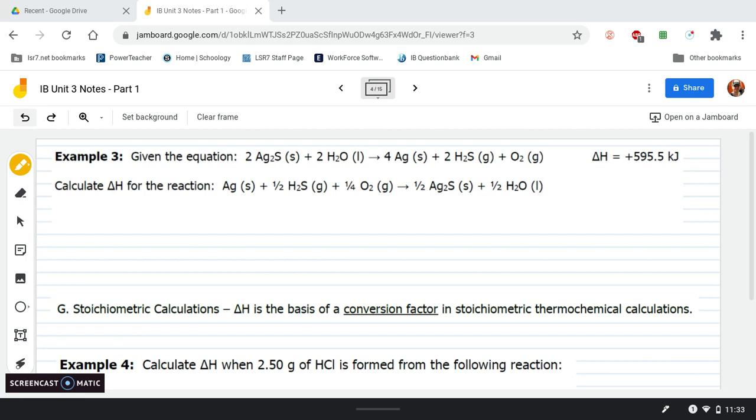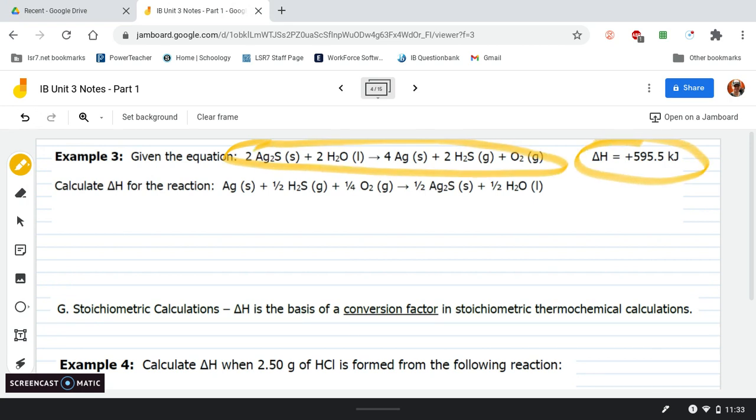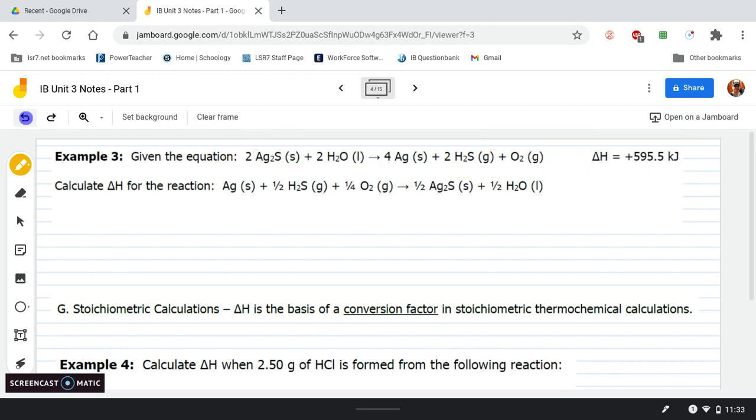Okay, so I want you to try example 3. I want to remember what we talked about last time, which was whatever I do to that, I'm going to also do to that. So whatever I do to my equation, I'm going to do the same thing to my delta H. So try to figure this out, pause the video, and then we'll start back up again.